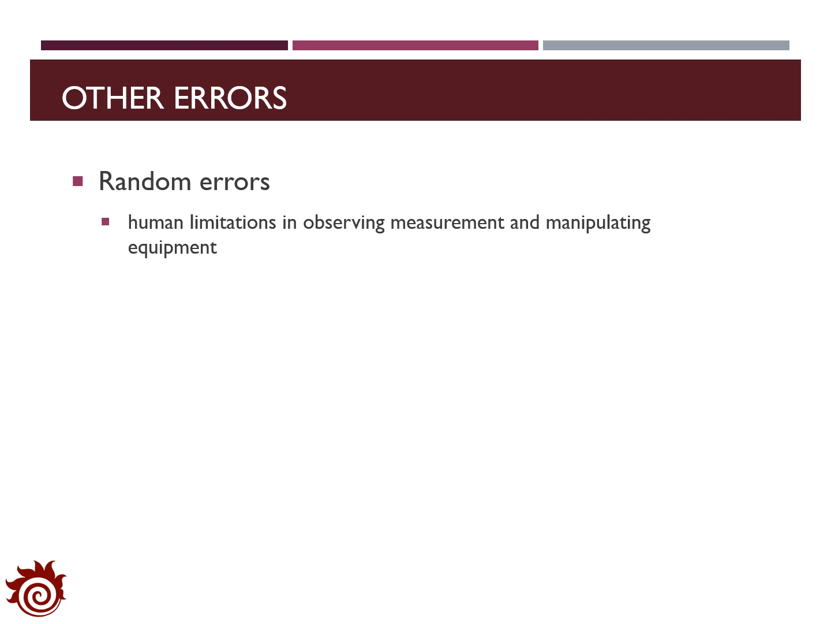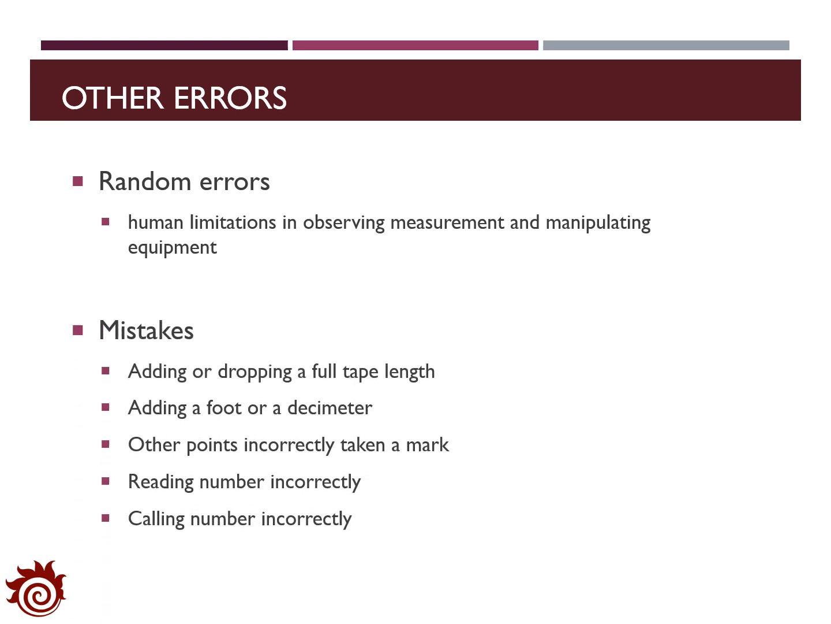Besides the three major errors, there are also some minor errors. The first one is the random error, which is caused by human limitations in observing measurements and manipulating equipment. Usually this error can be reduced by repeating the experiments. The second one is a mistake caused by the carelessness of the human surveyors, such as adding or dropping the full tape length, adding the foot on a decimeter, incorrectly taking a mark, or reading or calling numbers incorrectly. In general, this type of mistake can be removed by repeating the measurements by different group members.